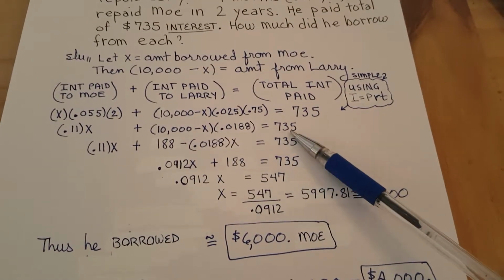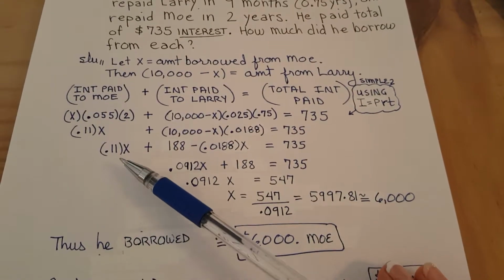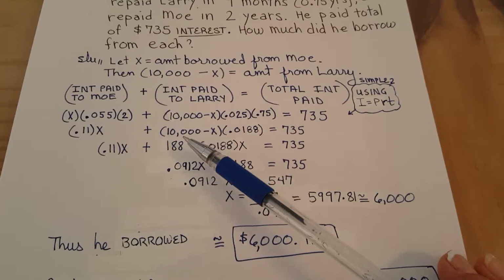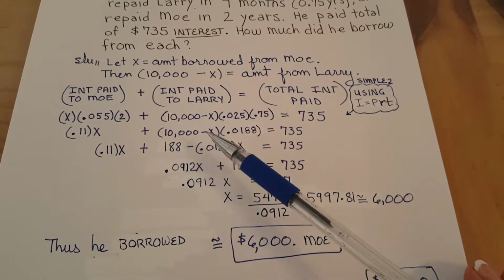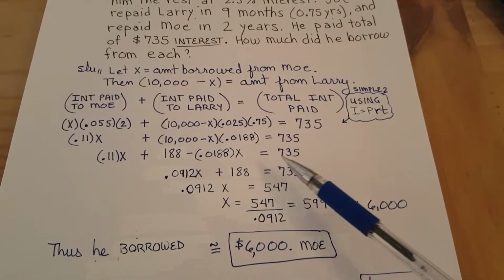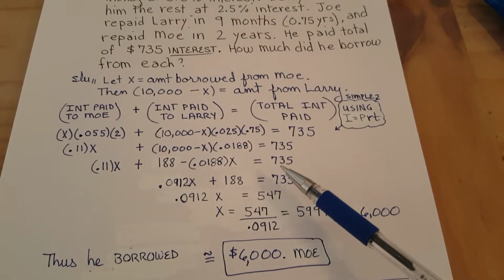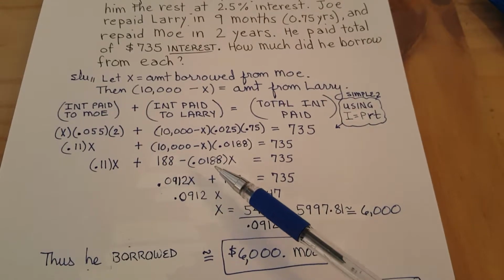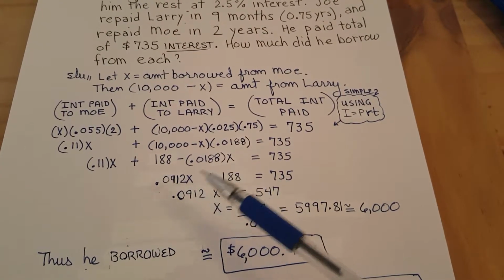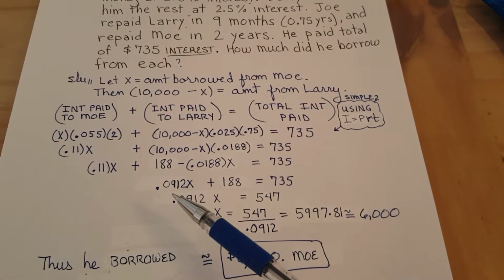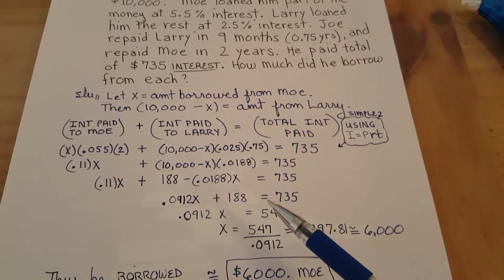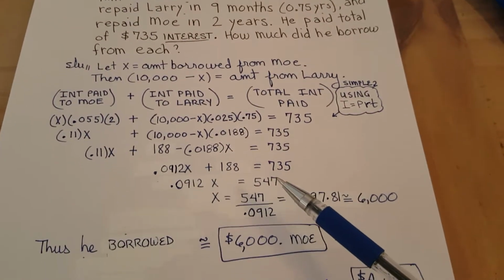Bring down the equal sign, bring down the 735. Bring down the 0.11x plus, go ahead and distribute multiplication. When we distribute to 10,000, we get 187.5 minus distribute the multiplication to x, we get 0.01875x, it equals 735. Okay, let's add the two x terms. That's 0.11 minus 0.01875, and those are both times x. We get 0.09125x, plus bring down the 187.5, bring down the equals 735.